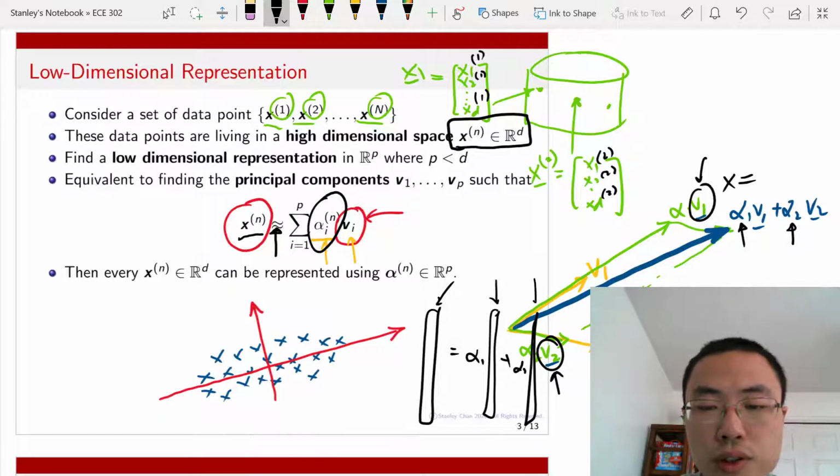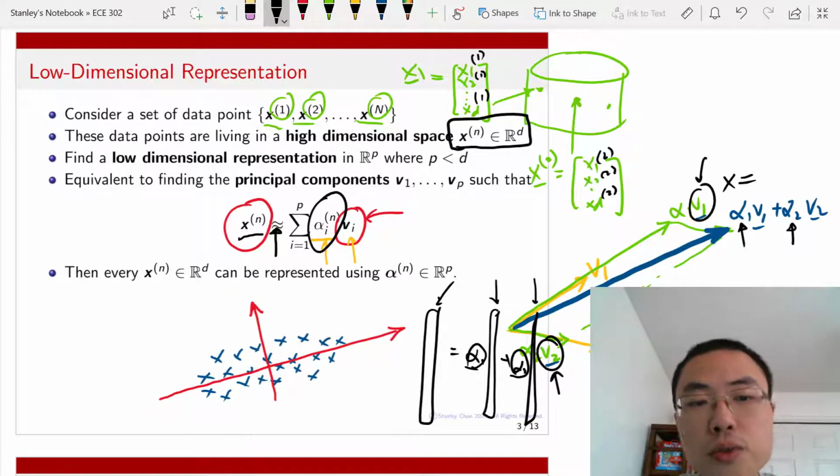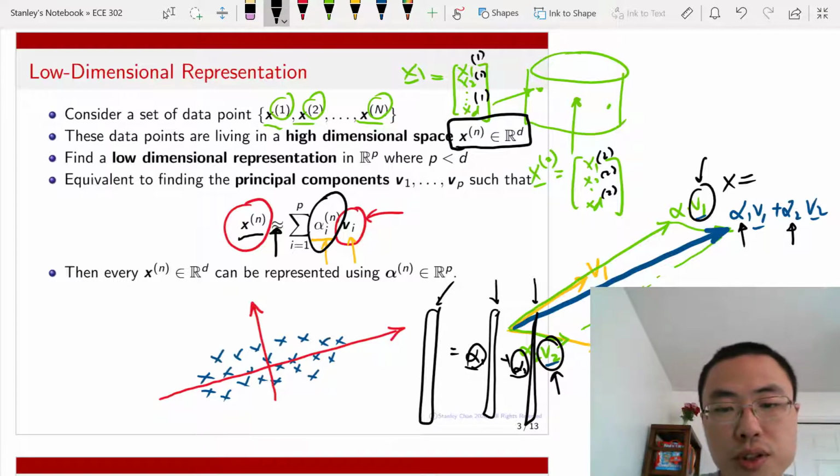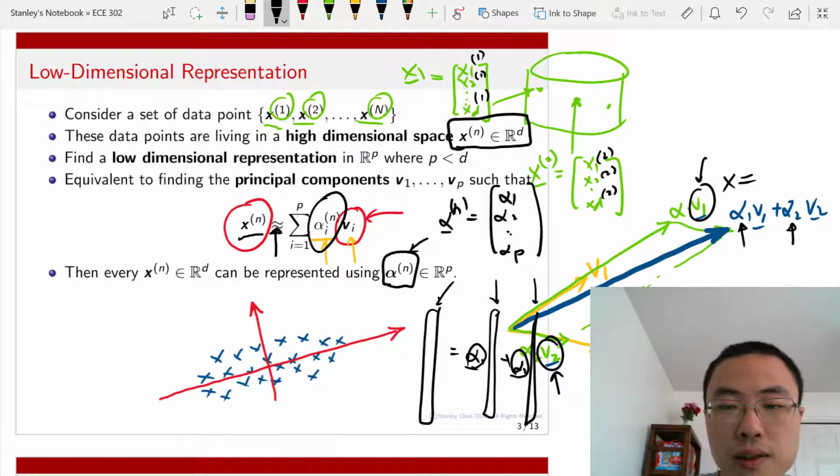Since this is known, as soon as you know these two coefficients, you will know how to represent xn. So this is what we call the low-dimensional representation of a high-dimensional vector. Every xn in R^D can be represented by a vector alpha n. So now it becomes a vector. This alpha n will contain all the alphas, alpha 1, alpha 2, and so on, alpha p.